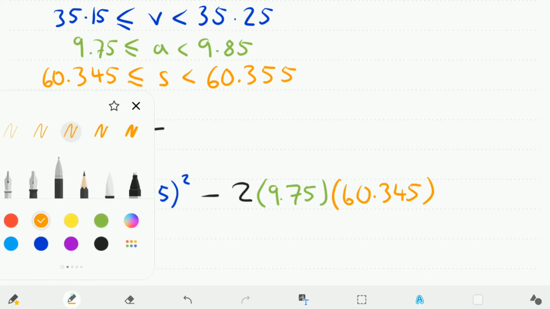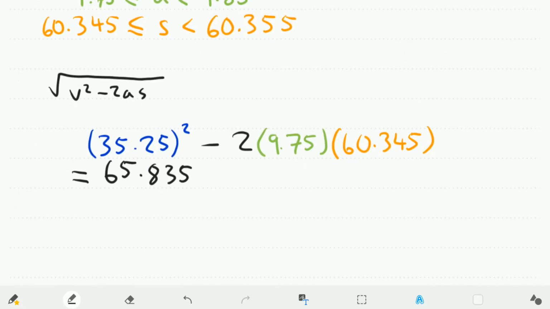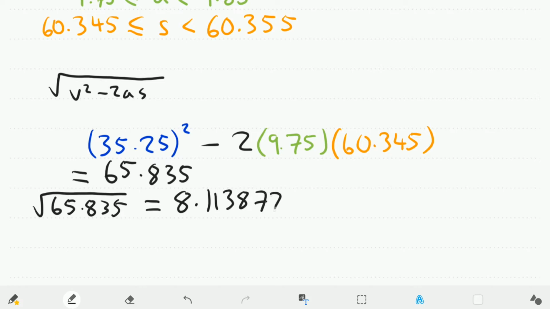We can get an answer to this by plugging our values into the calculator, and that would give us 65.835. And what we're actually trying to do is square root it. So if we do the square root of 65.835, we should get 8.1138770002, and obviously it keeps on going on forever and ever.